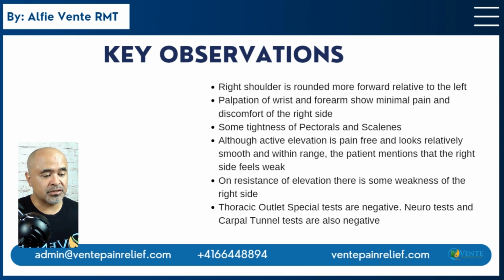The key observations as a review: right shoulder is rounded more forward relative to the left. Palpation of wrist and forearm show minimal pain and discomfort of the right side. Some tightness of pectorals and scalenes. Although active elevation is pain-free and looks relatively smooth and within range, the patient mentions that the right side feels weak. On resistance of elevation, there is some weakness of the right side. The TOS special tests are negative. Neurotests and carpal tunnel tests are also negative.